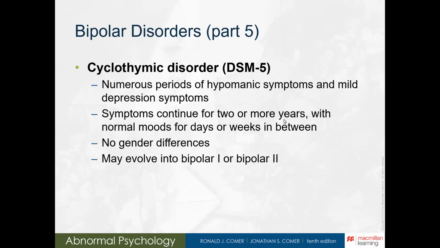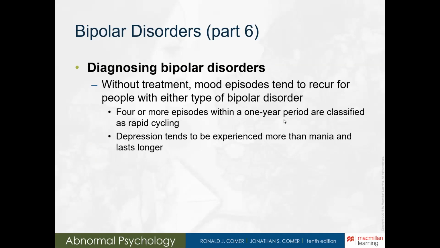When we talk about cyclothymic disorder, this is where you have numerous periods of hypomanic symptoms and mild depressive symptoms, and they need to continue for 2 or more years with normal moods for several days or weeks in between. With cyclothymic disorder, it's typically the same depending on gender, and it may evolve into bipolar 1 or bipolar 2 disorder. So, how do we diagnose bipolar disorders?